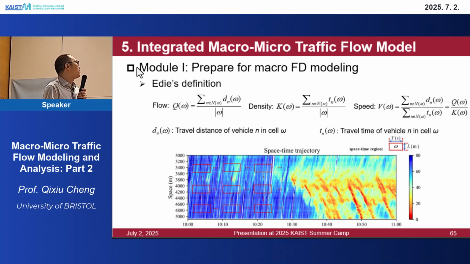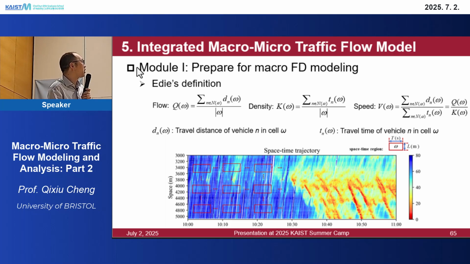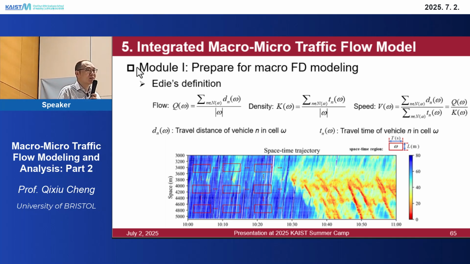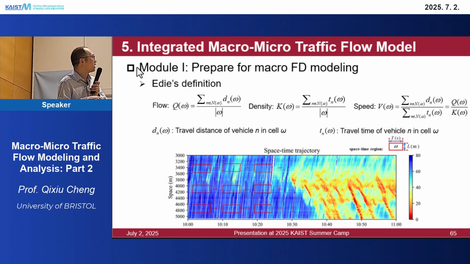So for the first part, we need to prepare the macro fundamental diagram modeling. How can we do this? We can divide the space-time trajectory into very small cells, not so large, very small cells. In this study, we use 50 meters in space and 30 seconds in time. Okay, we can use this definition to calculate the flow, density, and speed.